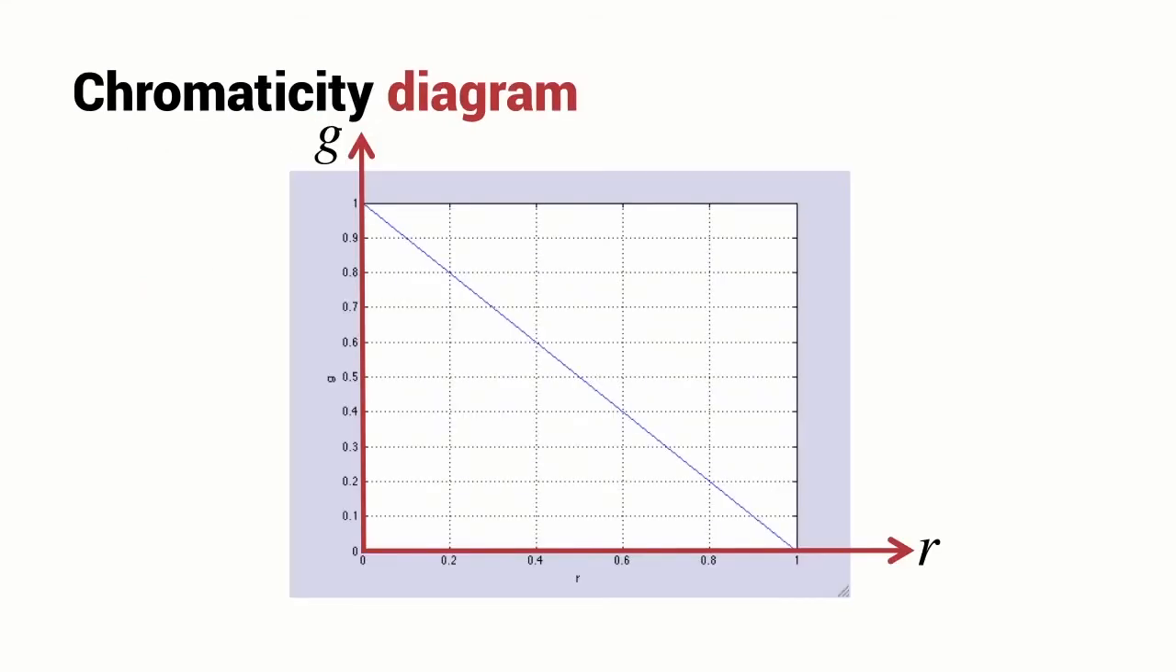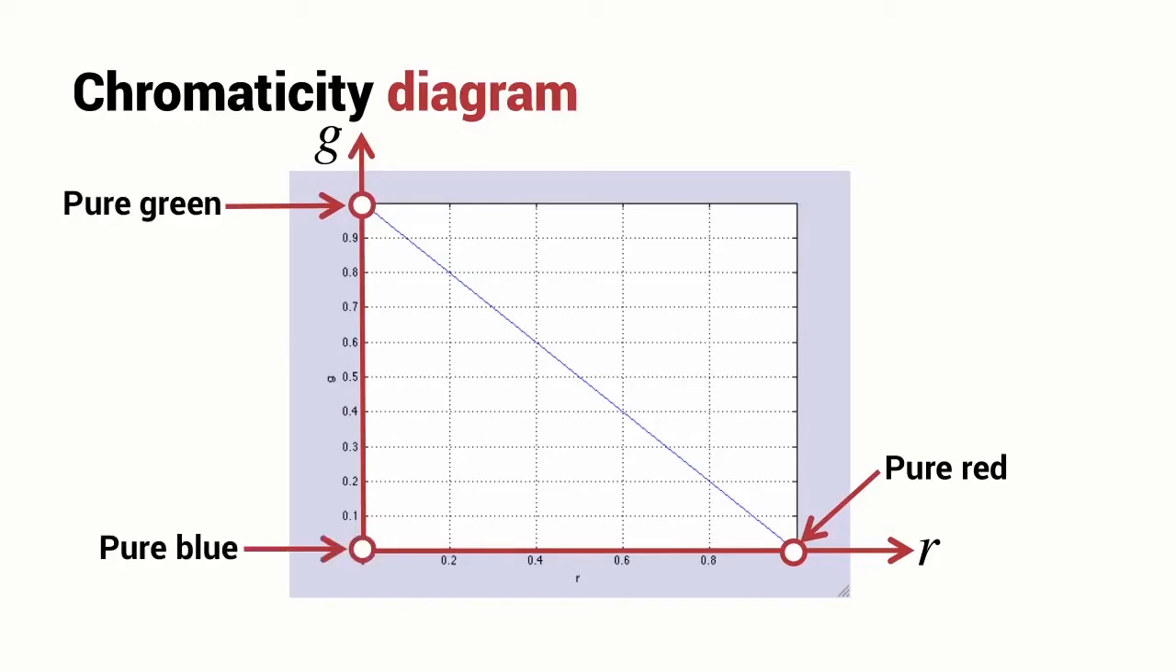Let's consider a two-dimensional coordinate system with the axes little r and little g. This point where r equals 1 and g equals 0 corresponds to pure red. Where r equals 0 and g equals 1 corresponds to pure green, and this point at the origin where r and g are both equal to 0 corresponds to pure blue. It's not possible for a chromaticity coordinate to exist in the space above the blue line, and this comes from the constraint that little r plus little g plus little b has to equal 1.